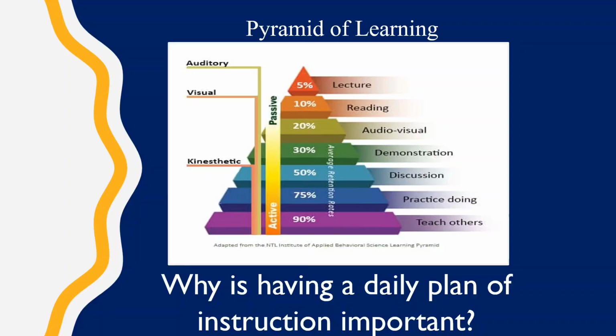5% of the content that we present through lectures is remembered by our students. 10% of that content comes from our students reading different things. 20% of the content that students remember comes from us using audio-visual activities in our lessons. 30% of things remembered by our students come from us doing demonstrations or having our students do demonstrations. 50% of the things that our students remember comes from us having discussions. 75% comes from students actually practicing and doing something.